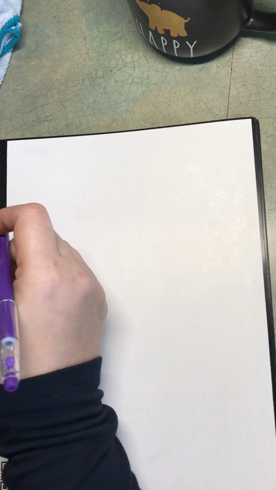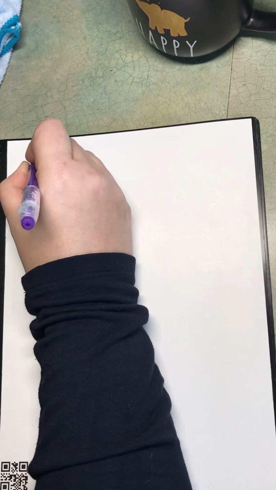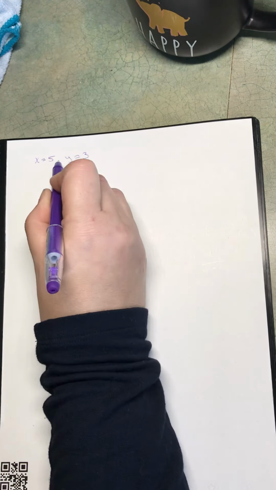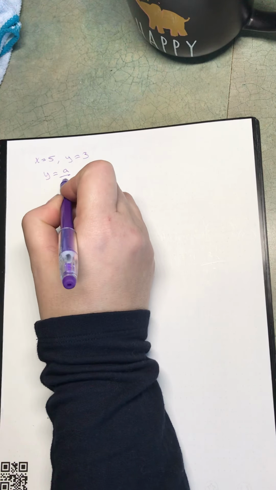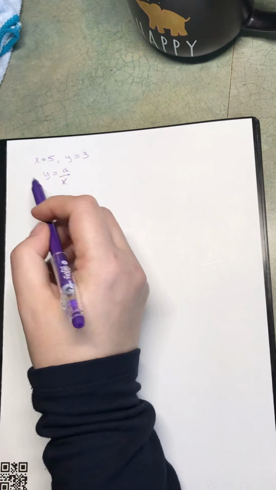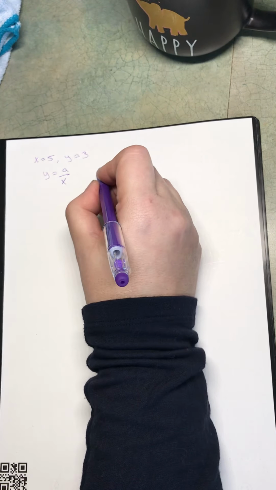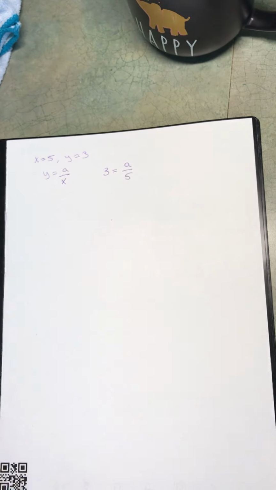If you are writing an equation given a point, say you have x equals 5 and y equals 3, and you are told that they vary inversely, we're going to use y equals a divided by x. Just like with direct variation, we're going to substitute in our x and y. So 3 equals a divided by 5.